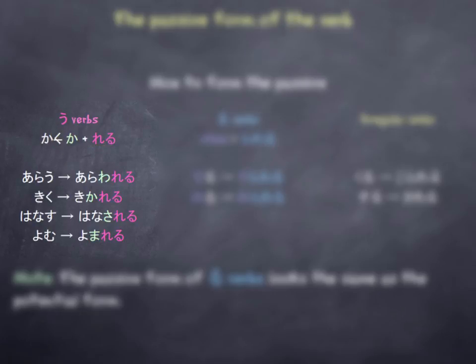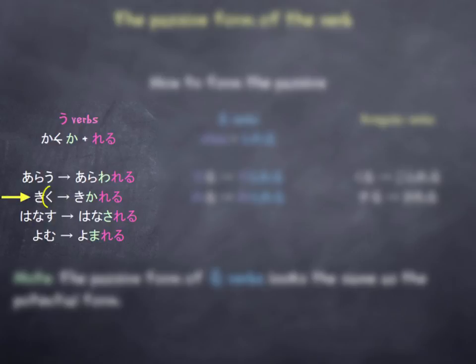Kakareru. Underneath we have a few more examples. The first example here is the verb arau, to wash. And in this case, the u sound here changes from an u to a wa. So if your verb finishes with simply an u at the end, that u becomes wa. For example, arawareru.